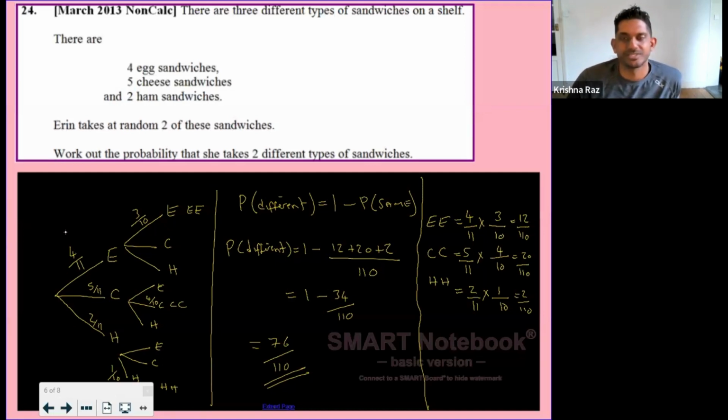If it's in an exam and it says leave your answer to 3 significant figures, then you'd know to leave it as a decimal. So we've got that. So yes, we could have filled in the tree, but was it a must would be the question that I would ask you. So let's have a look at one more.